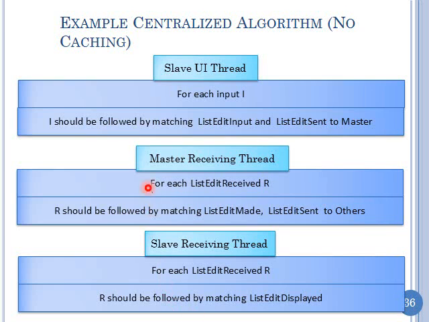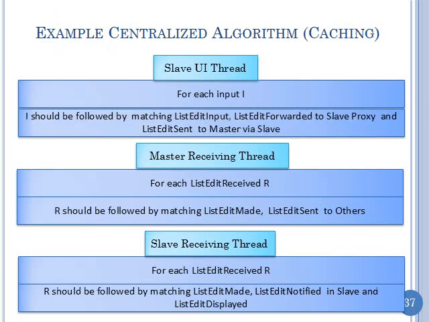So my no caching algorithm is that you send, I should be followed by matching list edit input and list edit send to master, and all this stuff occurs. And now what I do is I do list edit input and I do list edit forwarded to the proxy. Okay. That's what's really happening. The interactor is just making the operation. But the proxy is really saying to the tracer, I forwarded the operation. I didn't really make it. Okay? And the slave proxy then goes and sends it to master.